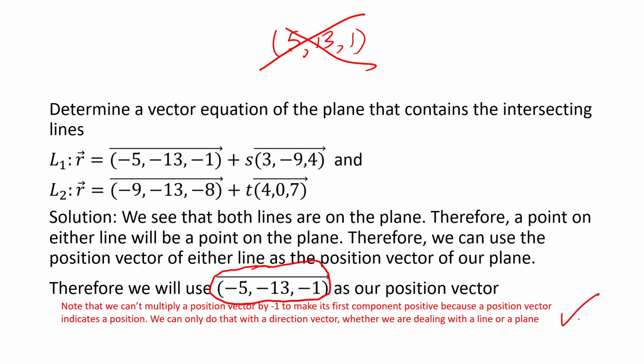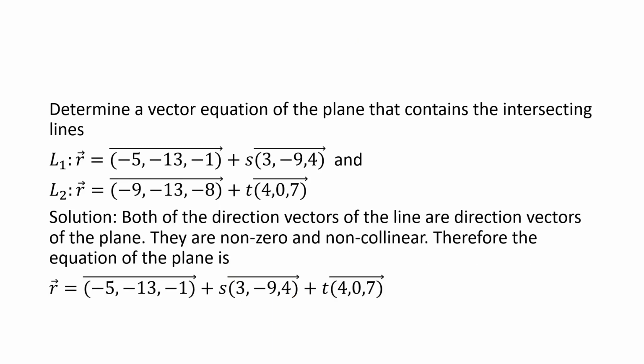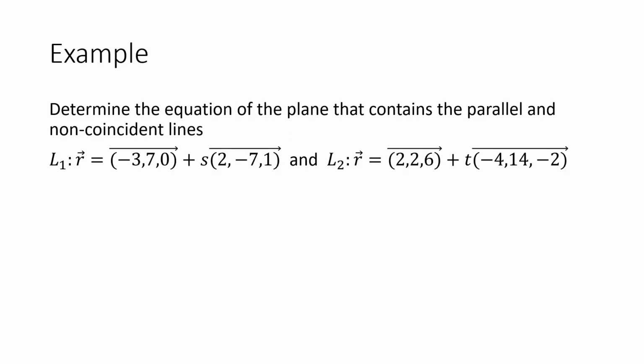We can't multiply a position vector by -1 to make its first component positive because a position vector indicates a position. We can only do that with a direction vector, whether we're dealing with a line or a plane. So we keep our position vector with its negative first component, that's fine. And we keep both of our direction vectors like this, and we have the equation of a plane. And of course, again, I'm forgetting to put s and t must be elements of the reals.